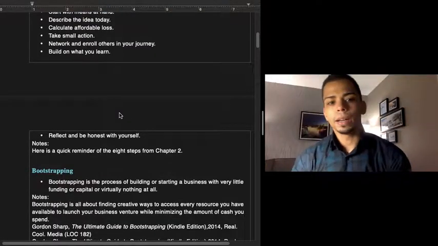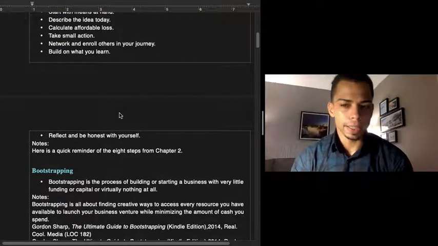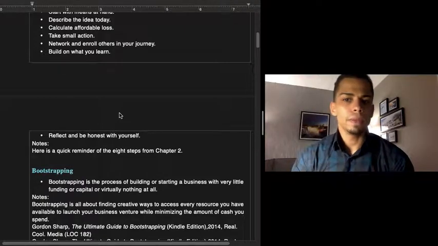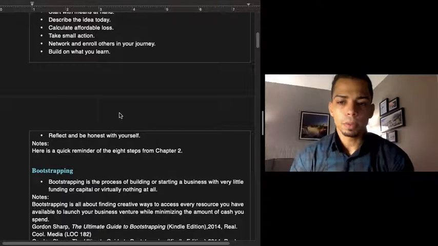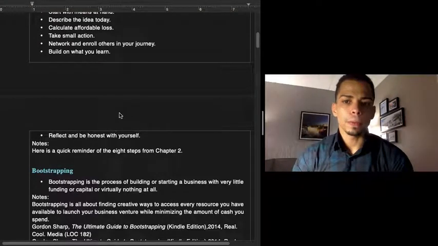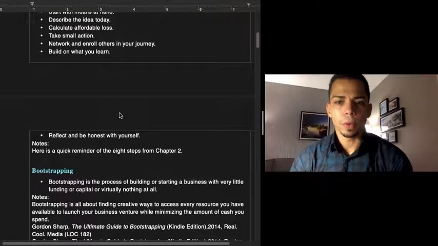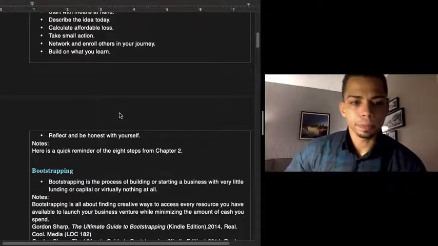Lastly, reflect and be honest with yourself. If the idea is not working, if we're getting feedback that shows that there's very little excitement for the product, then we know that we need to pivot or work on something else.